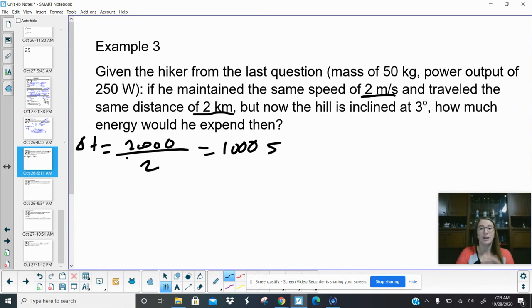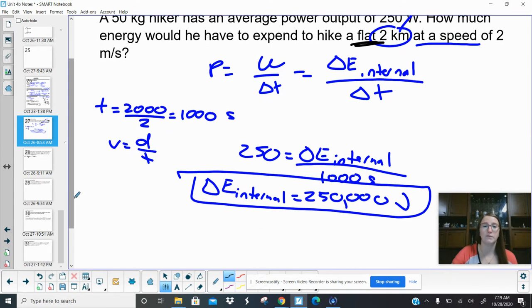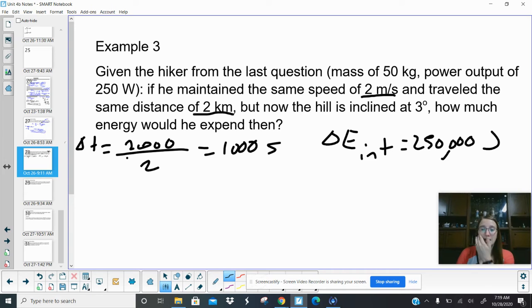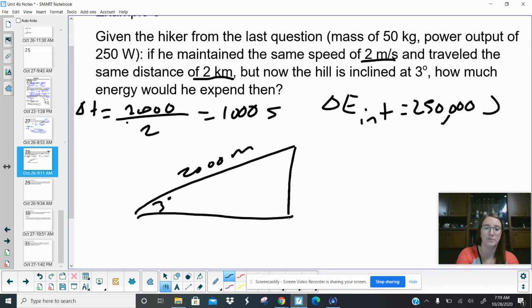So we had that. Now what we also had was, again, the energy you had to expend from just traveling this flat surface was 250,000 joules. Now, what we need to find is the additional potential energy we're going to have to add to this that you have to overcome. And again, that energy gets exerted in your own body. So it's the same distance of 2 kilometers. I'm going to go ahead and write this as 2,000. But the hill is now inclined at 3 degrees. So not a super steep hill, but that's going to matter here.